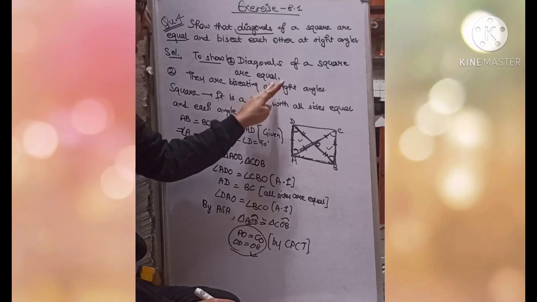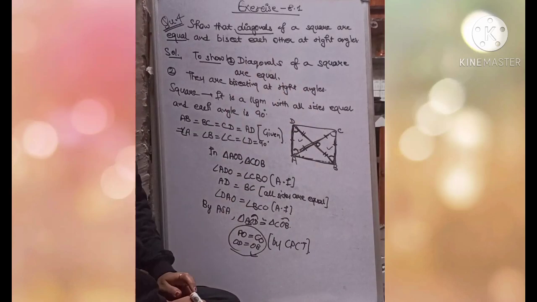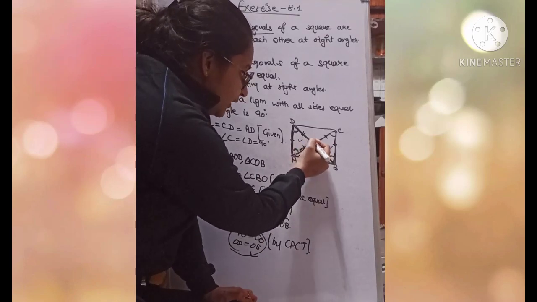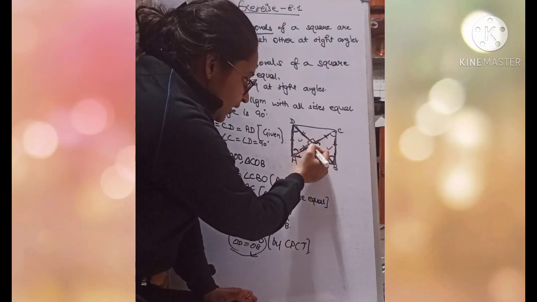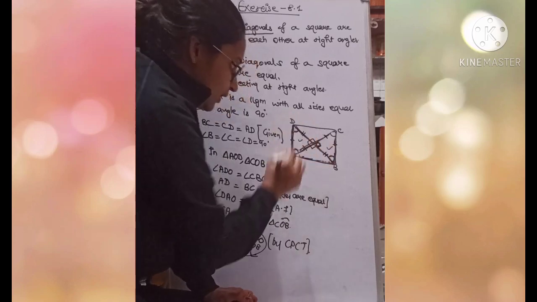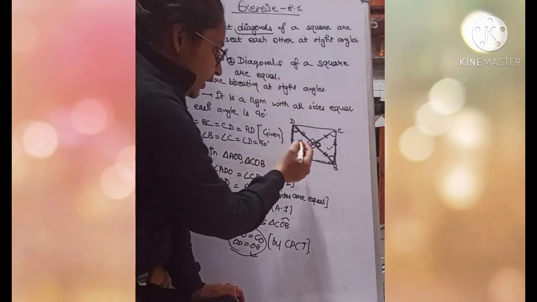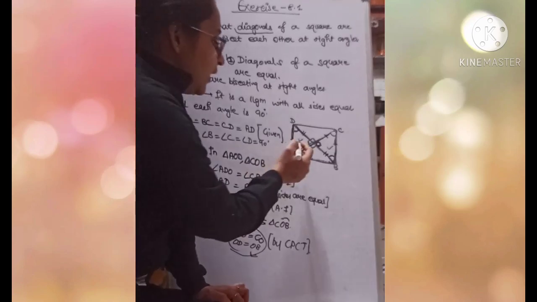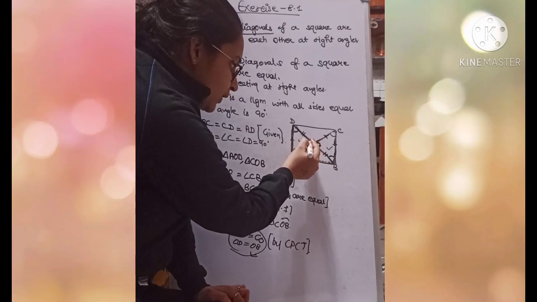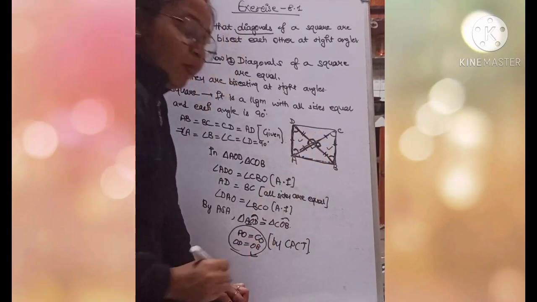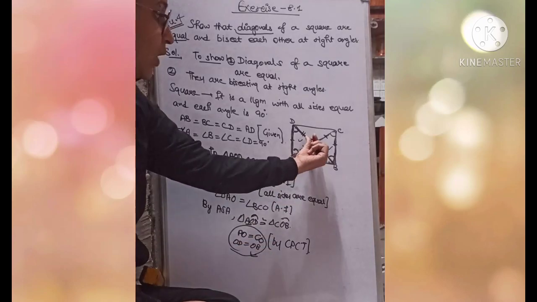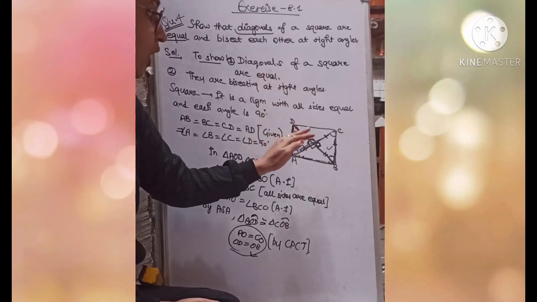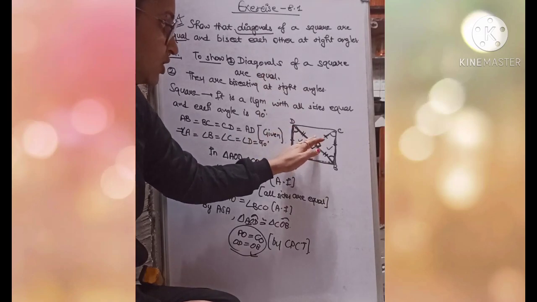Now we have to show that they are bisecting at right angles. What do you mean by this line? It means we have to show this angle is of 90 degrees, this angle is of 90 degrees, this angle is of 90 degrees, and this angle is of 90 degrees. Now if these two angles are equal, what is the logic behind this? If these two angles are equal, then these two angles are making a linear pair, and a linear pair is of 180 degrees. And if these two angles are equal, it means one angle will be of 90 degrees. This is the logic.